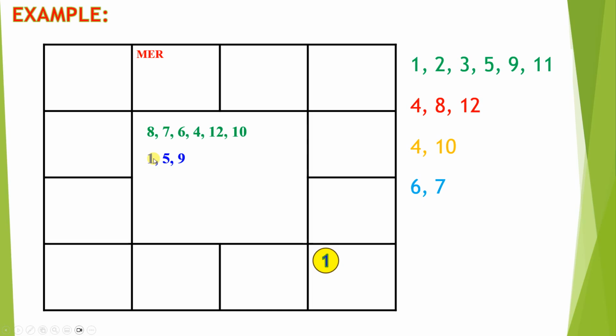So the Mercury Dasa will activate and benefit the bhavas like 8, 7, 6, 4, 12 and 10 and will obstruct the houses like 1, 5 and 9.